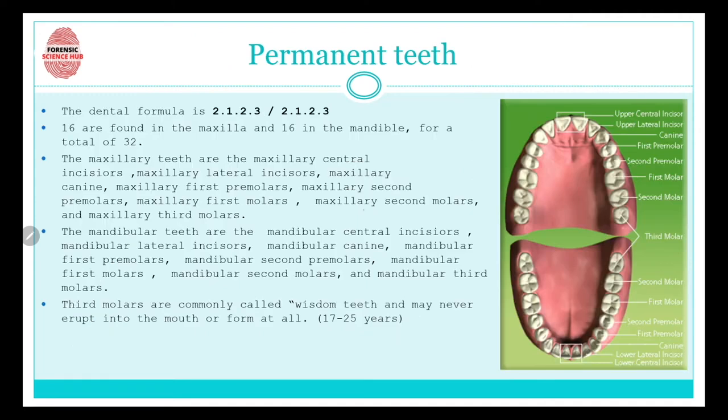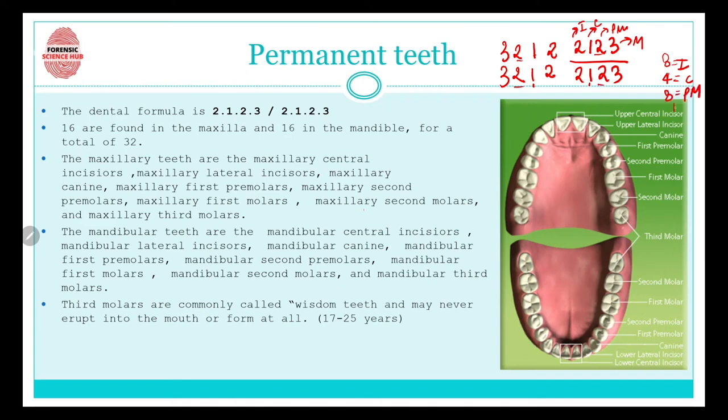Now let's move on to permanent teeth. The dental formula for permanent teeth is 2123 by 2123, similarly 2123 by 2123. As I told you, the first number indicates incisors, then canine, premolar, and molar. So there are 8 incisors, 4 canines, 8 premolars and 12 molars.